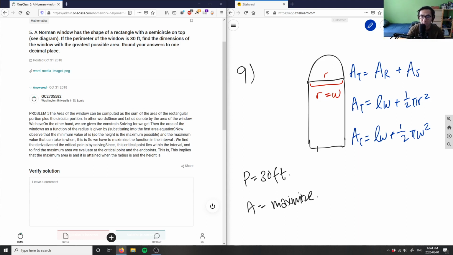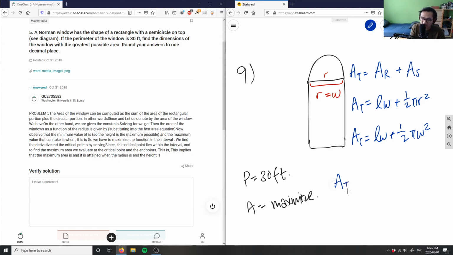But what we can do is simply solve it, right? So again, we have our area formula here, and in order for us to maximize our area, we have to take the derivative of this function. So we're going to take the derivative of this.